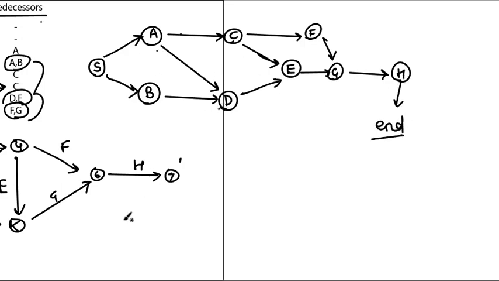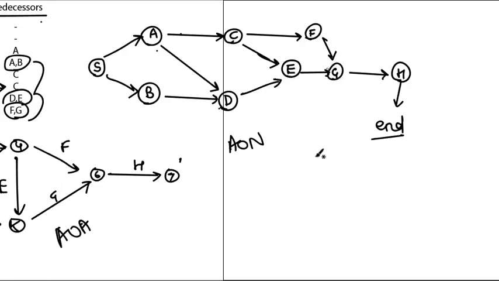So this is how activity on arrows and activity on node are drawn. So S is the start. A and B are two independent activities which have no predecessors. C will start after A is completed. A and B both have to be finished for D. E and F are coming from C. But D and E both have to be completed for G, right?